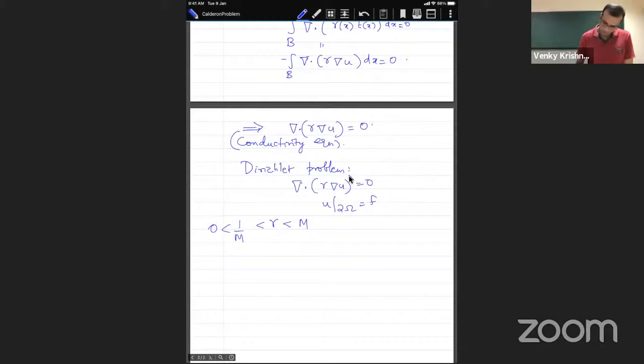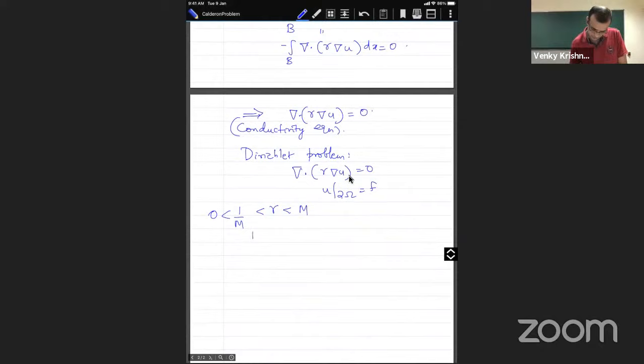Okay, so let me call this star, and star is well posed.